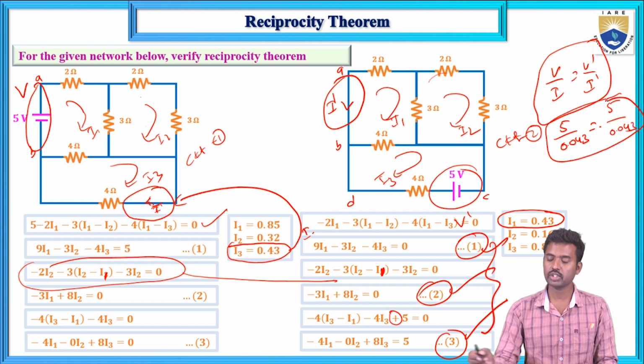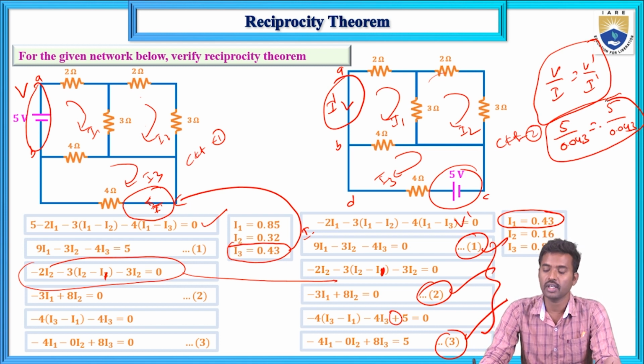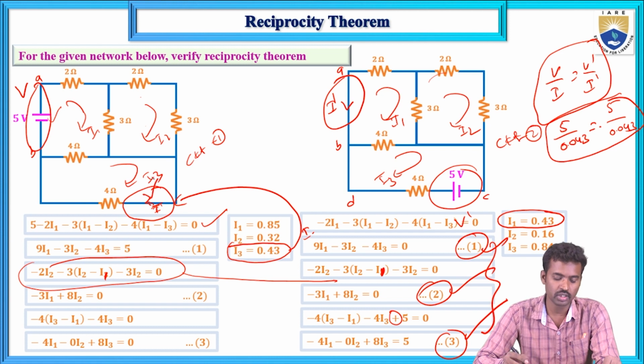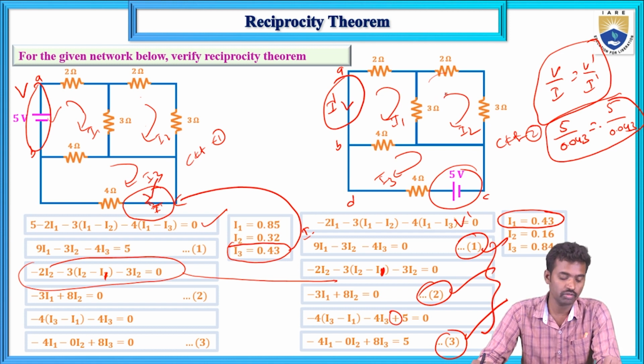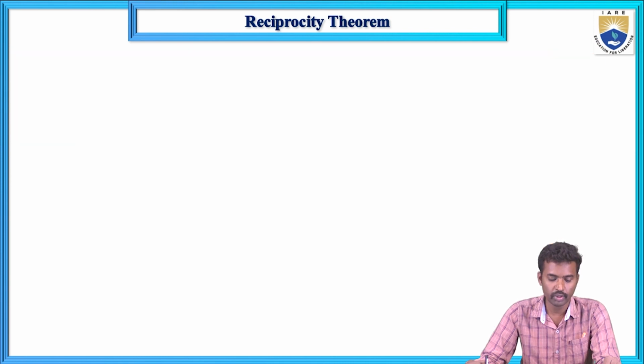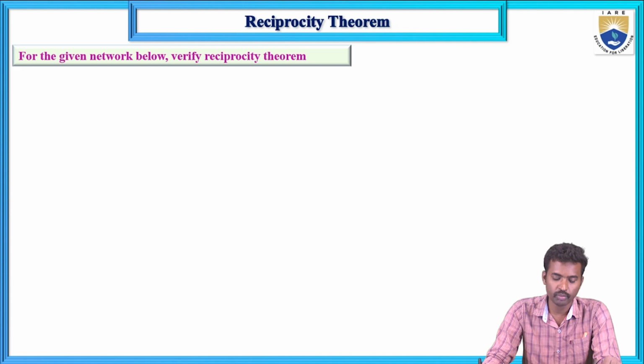So now the ratio of response to excitation is the same for both circuit 1 and circuit 2. Now the reciprocity theorem is verified, because even if we interchange the positions of excitation and response, the ratio of response to excitation remains the same. Now next problem. For a given network below, verify the reciprocity theorem.